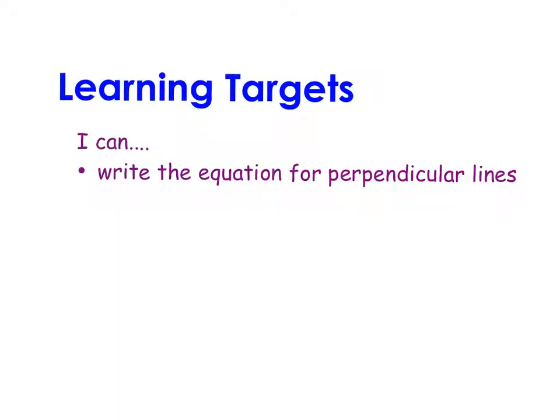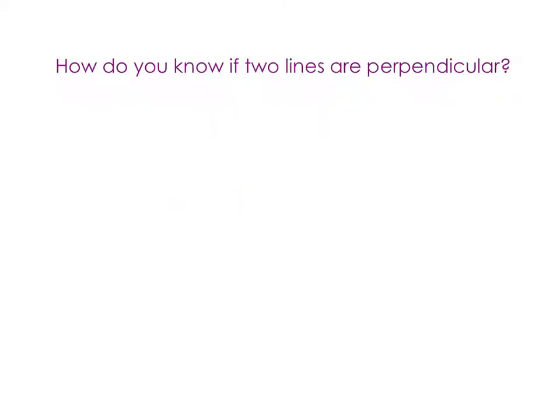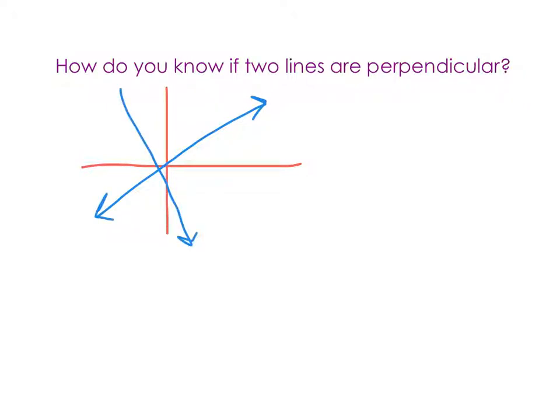In this video, we're going to write the equation for perpendicular lines. So before we can write the equations for perpendicular lines, we first need to discuss what two perpendicular lines are. Remember that two lines are perpendicular if they intersect in a very special way. Here we have the first line, and here we have the second line.